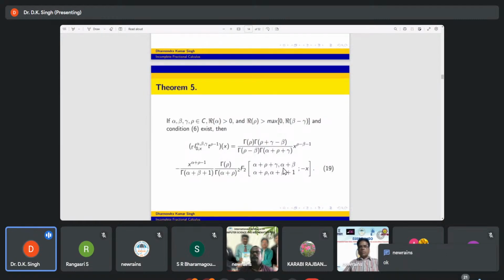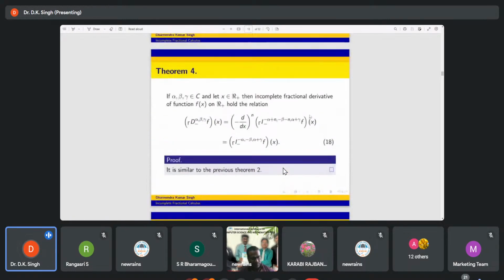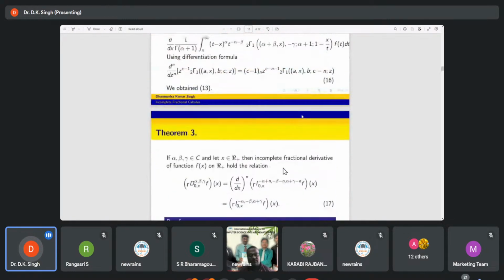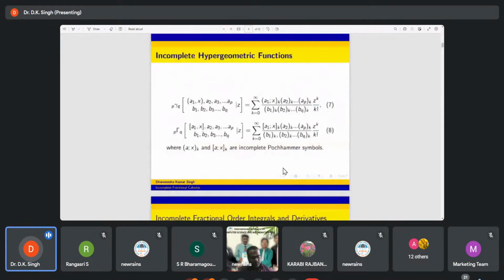So in this theorem, alpha, beta, gamma, rho belong to C, where alpha is greater than 0 and real, rho is greater than the maximum of 0 and real, beta minus gamma, and condition 6 exists. So what is condition 6? Condition 6 is the convergence condition of the incomplete Pochhammer symbol.